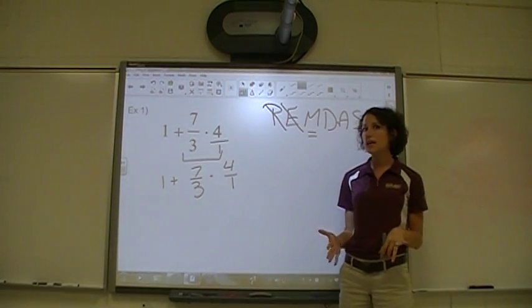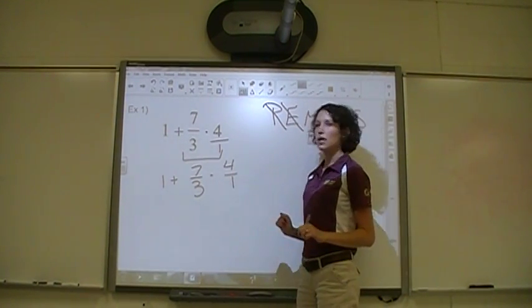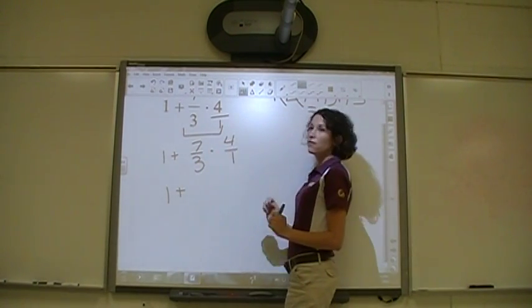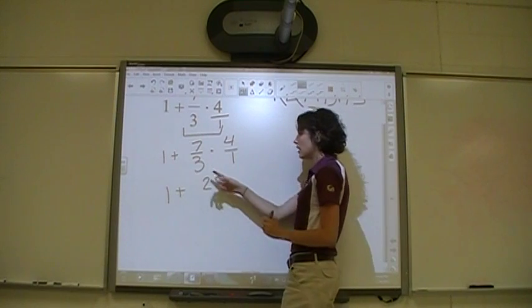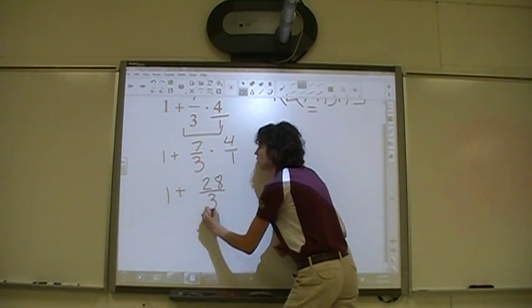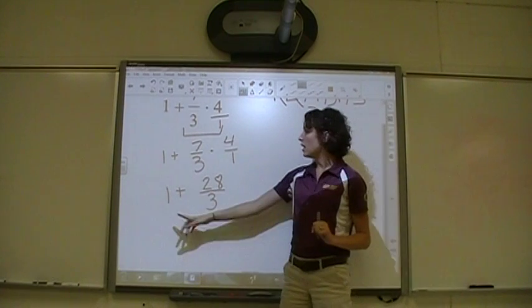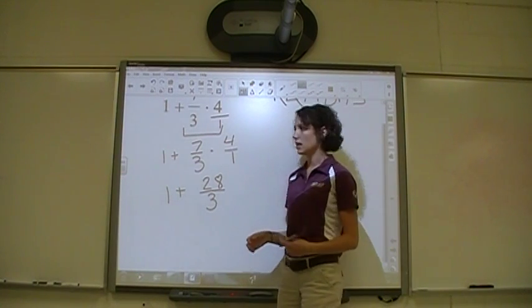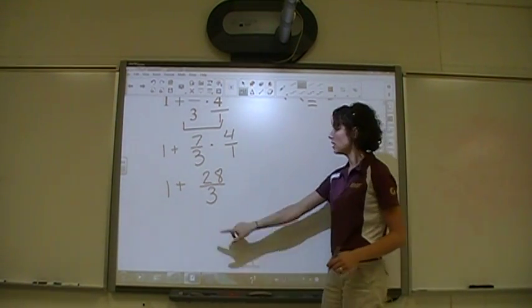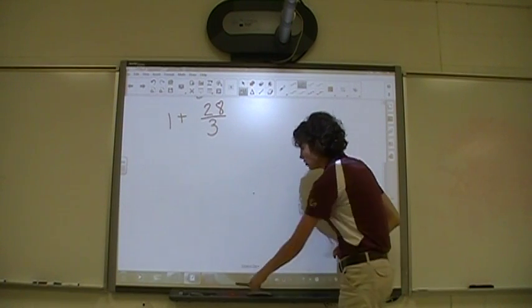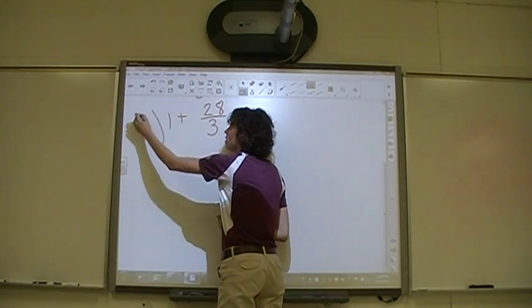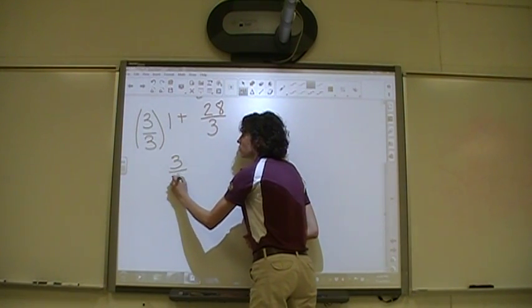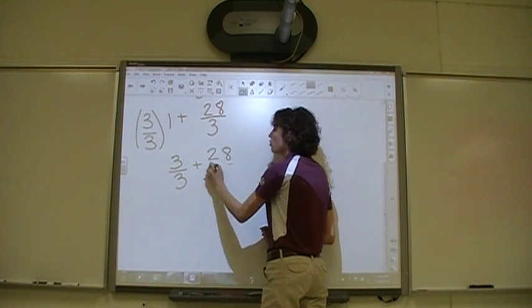Because when you're multiplying fractions, you multiply across the top and then you multiply across the bottom. So really what we have here is 1 plus 7 times 4 is going to give me 28, and then over 3 times 1, which will just give me 3. Now when we're going to add 1 plus 28/3, you always need to have a least common denominator. And in this case, our least common denominator is 3. So what we want to do then is multiply up this 1 by 3 over 3. So we have 3 over 3 plus 28 over 3.